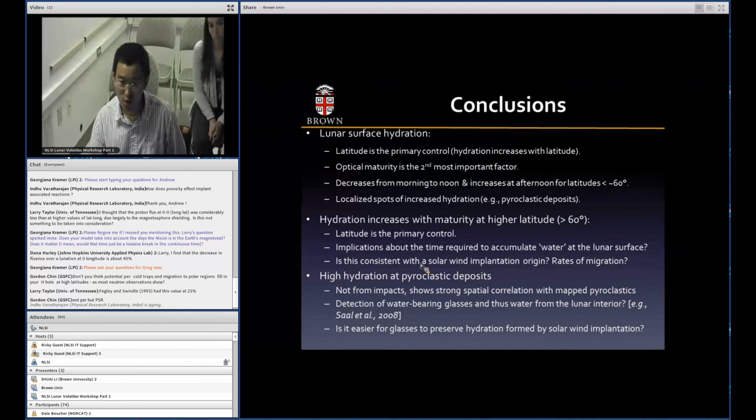The highly hydrated pyroclastic deposits, we are sure it's not from impacts because it shows strong spatial correlation with the mapped pyroclastic deposit locations. And maybe this implies the detection of water bearing glasses, and that's water from lunar interior, as suggested by Saal et al. 2008. And also another possibility is, is it easier for glasses to preserve hydration formed by solar wind implantation than other materials? Okay, that's it. Thanks.